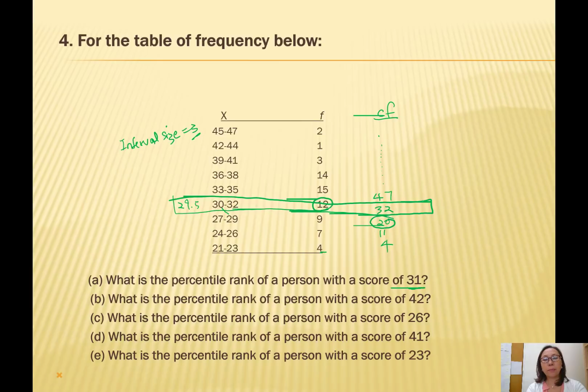So try the same procedure for the remaining scores that you see here, the scores of 42, 26, 41, and 23, to get a hang of using the percentile rank formula.